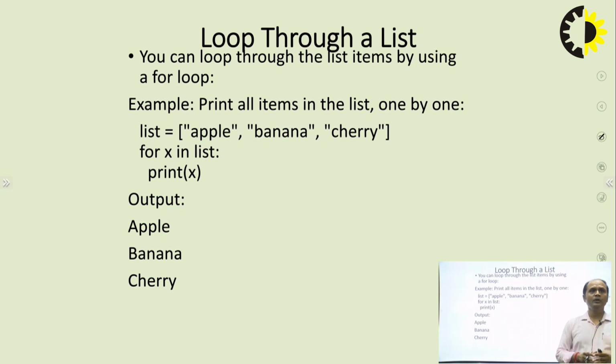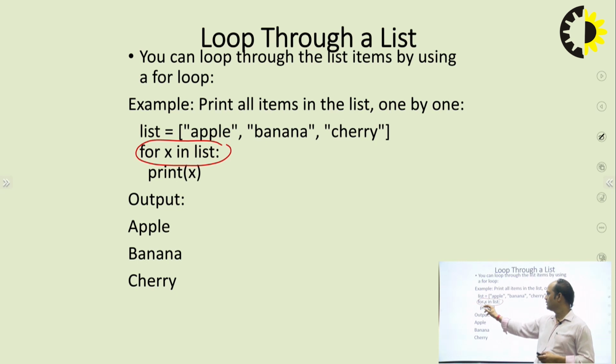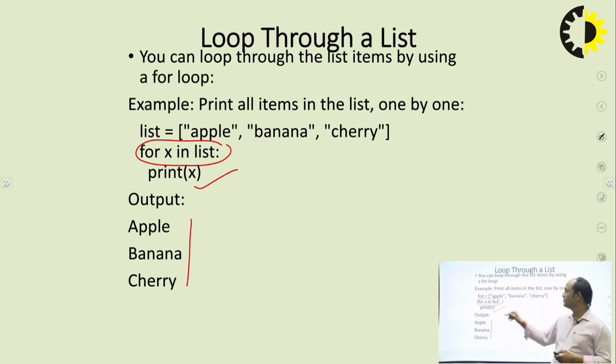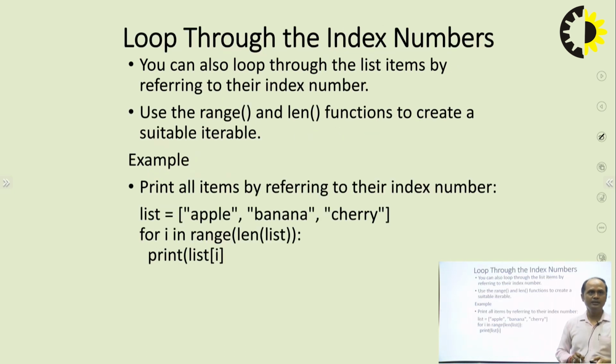Now we will move on to looping through a list. How we will print the list by using a loop. Suppose we have a list and we want to print it, so we can use the for loop for this purpose. We have a list and we can use for x in list and print x. This is the output of that particular list.